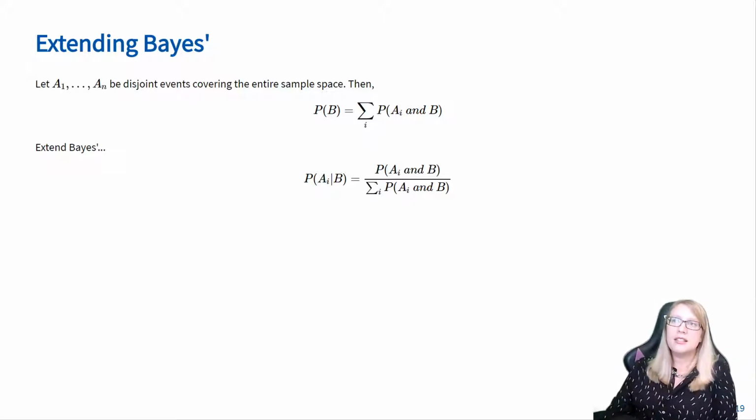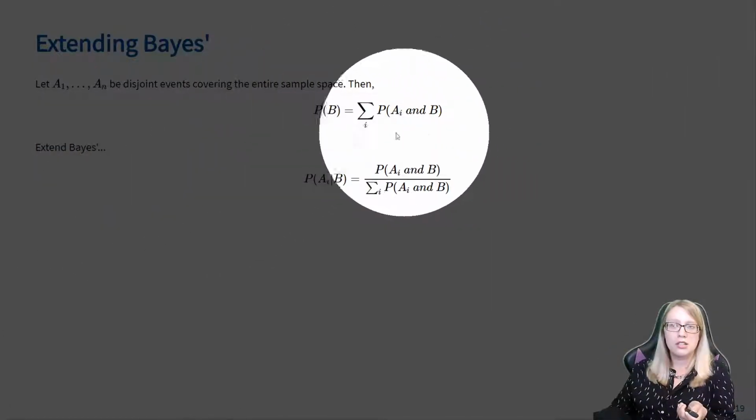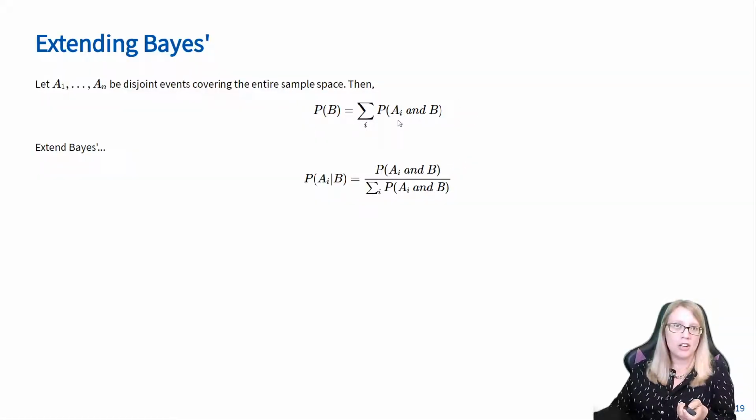Now let's extend Bayes' rule just a little bit. Let A1 through AN be disjoint, or non-overlapping, events that cover the entire sample space. Then that trick that we just used with the hand wash isn't a unique trick. We can use that anytime we have disjoint events over the entire sample space.